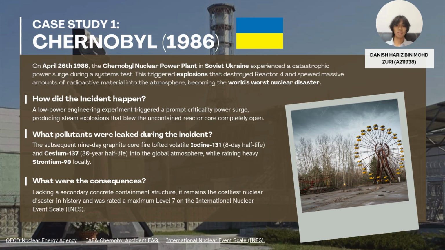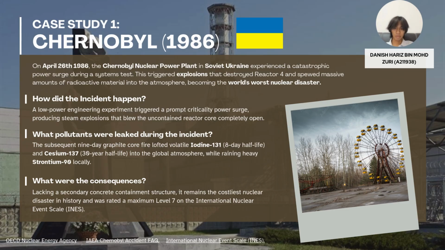So now I'm going to be talking about our first case study, which is the Chernobyl incident. On April 26, 1986, the Chernobyl nuclear power plant in Soviet Ukraine experienced a catastrophic event during a system test. This event is considered the worst nuclear disaster ever to happen in history.